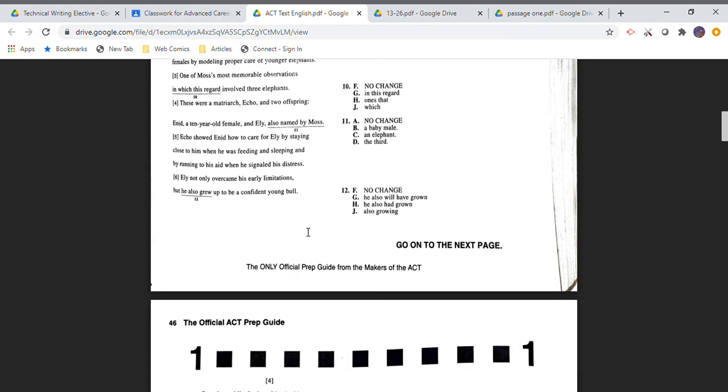5. Echo showed Enid how to care for Eli by staying close to him when he was feeding and sleeping and by running to his aid when he signaled his distress. Eli not only overcame his early limitations, but he also grew up to be a confident young bull.